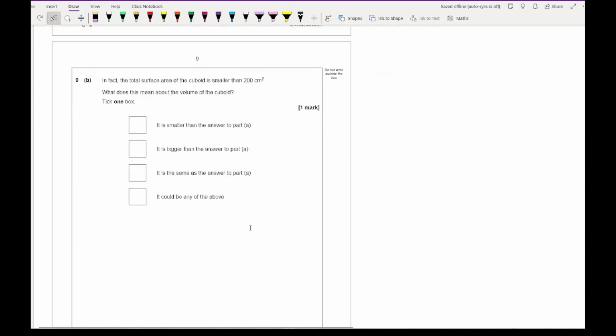Then the next question says, if in fact the surface area of the cuboid is smaller than 200 centimeters squared, what does this mean to the volume of the cuboid? So is it smaller than part A, bigger than part A, the same, or could it be either? Now for this, obviously if the surface area has got smaller, that means then the volume is going to be smaller, so we're looking for the top option.